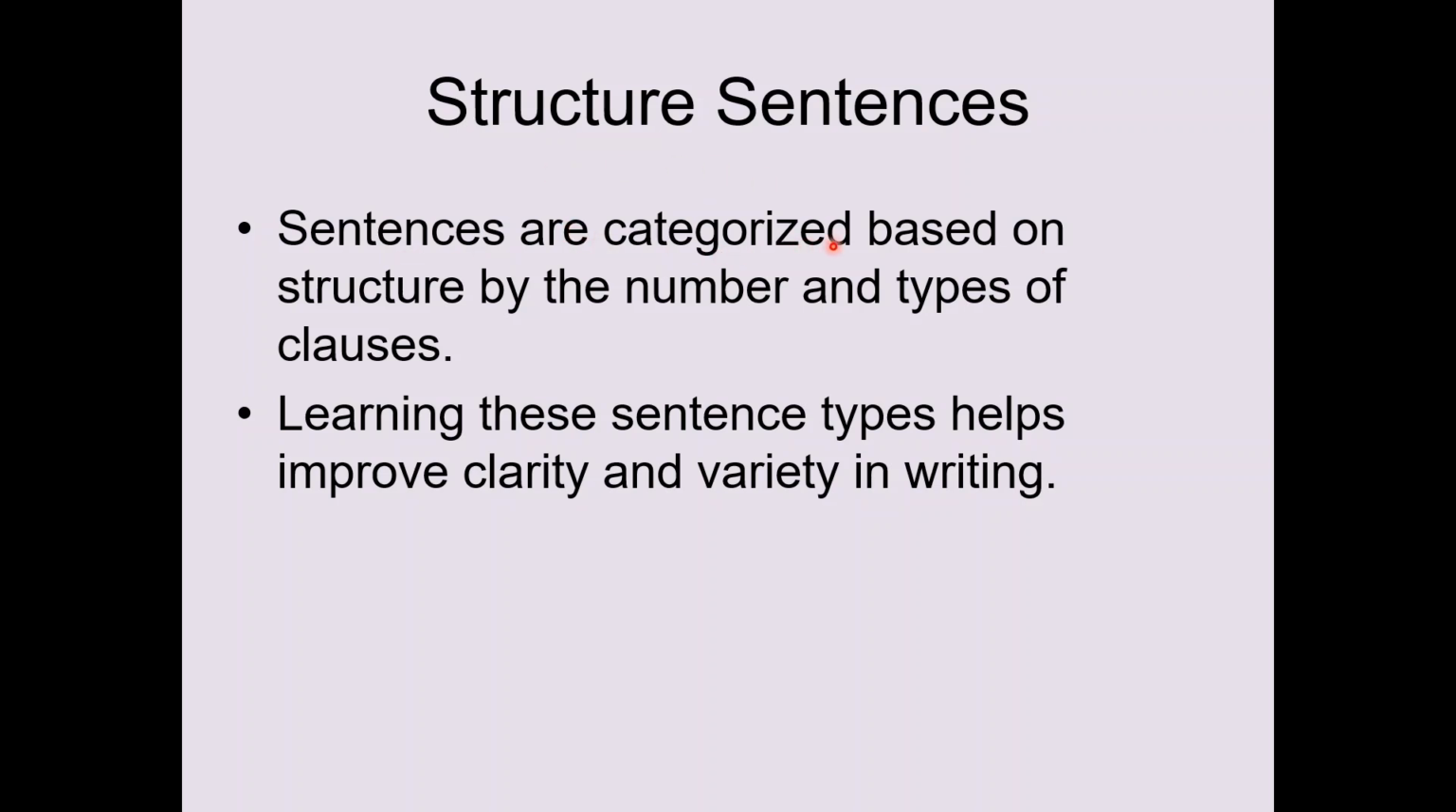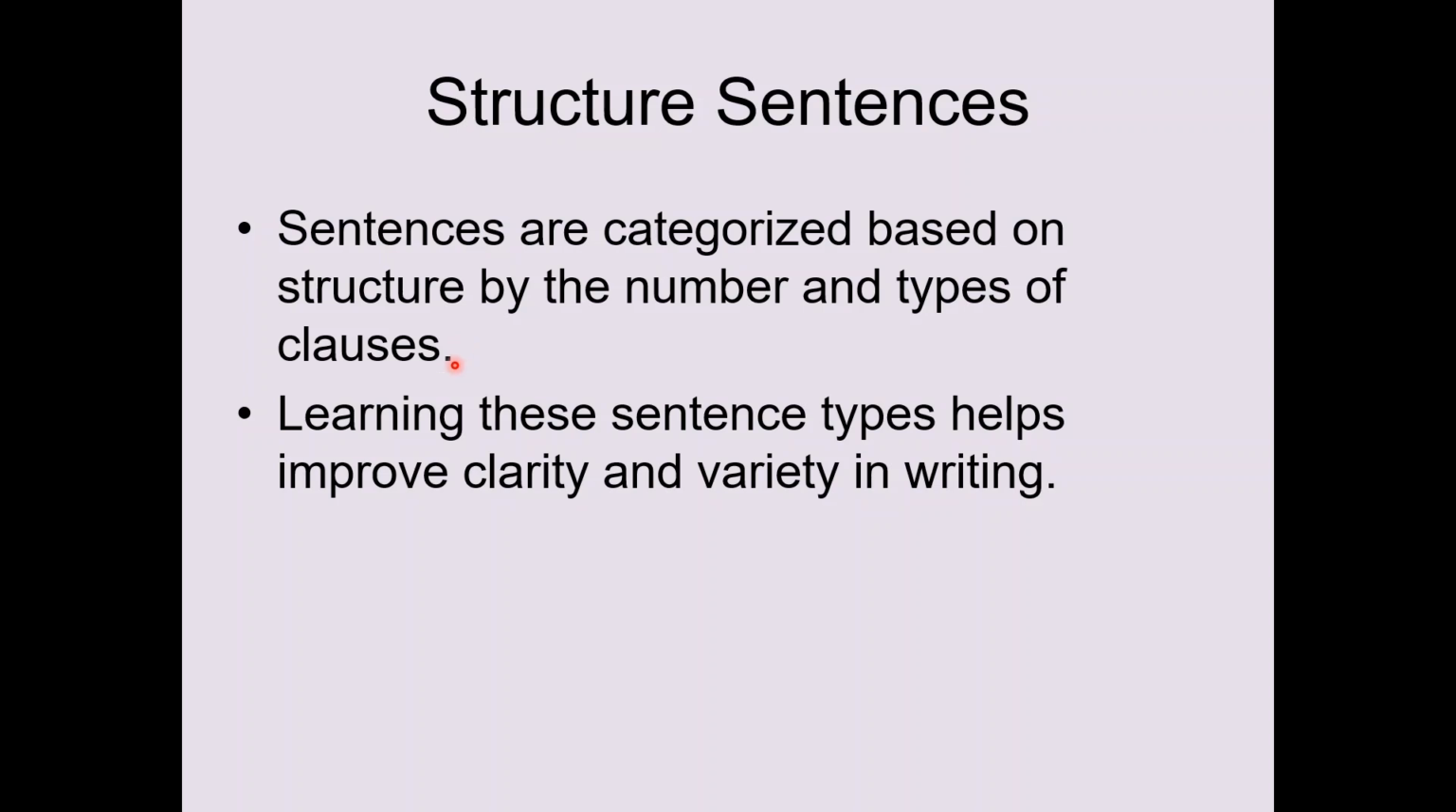Sentences are categorized based on structure by the number and types of clauses. So an independent clause, like the word says, independent, can stand on its own. All right. It simply means that when you read a sentence, it is independent because it makes complete sense. Whereas a dependent clause is the opposite of an independent clause because, like the word dependent says, that simply means that it's a clause that cannot stand on its own. So, in essence, a dependent clause does not make sense on its own.